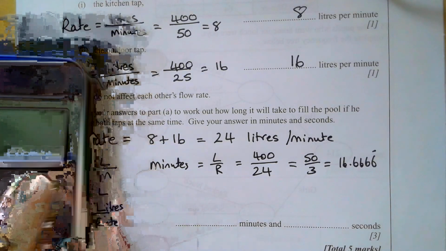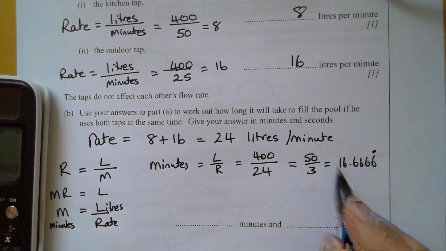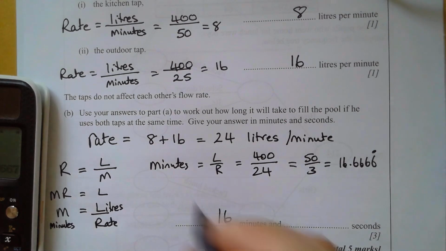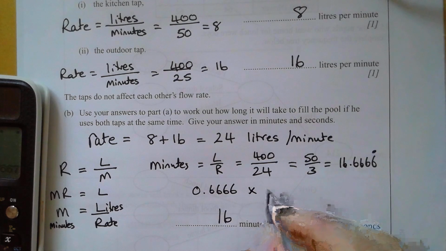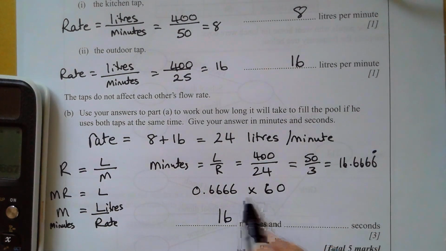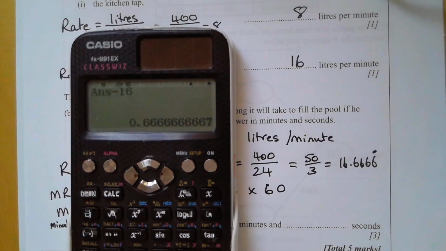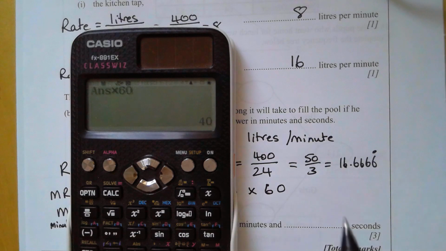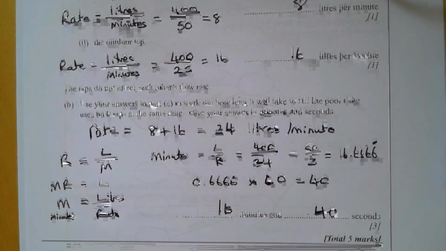So that's a recurring number, 6666667. So how many whole minutes? Well, there are 16 whole minutes, and then we take the bit that's left over and we multiply that by 60, because there are 60 seconds in a minute. So we take away 16 from this, we then multiply it by 60, which gives us 40. Don't you just love it when a question ends with a whole number, an integer?